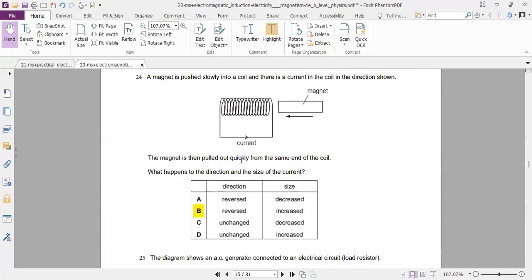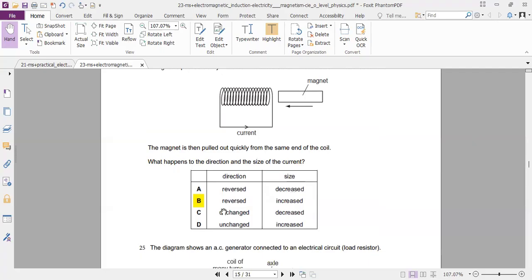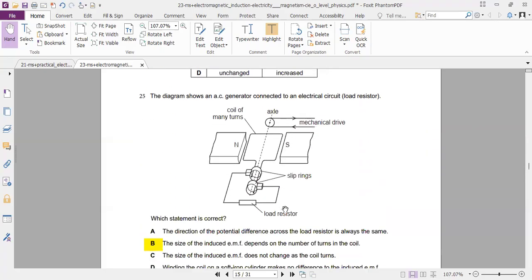When we have a quick movement, the direction of current is reversed because we are taking it out, pulling it out. So we are reversing the direction. And because we are moving it quickly, the speed is increased, so the size of the EMF will increase as well. So B is false.